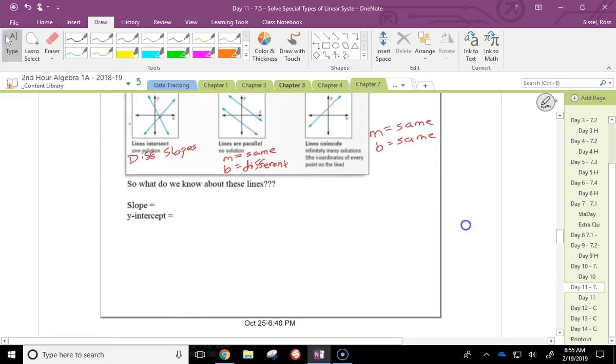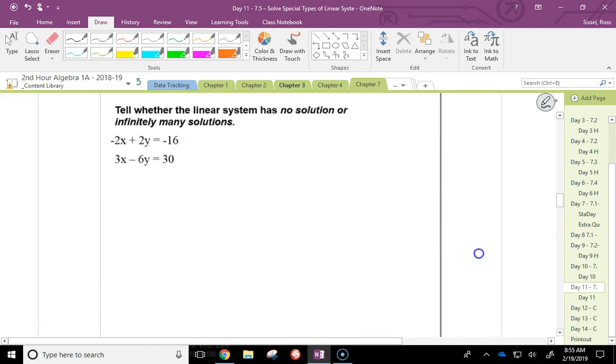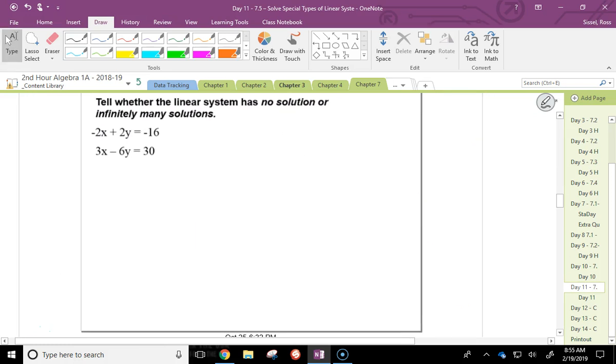So, let's see if you guys can do this homework or an example before I give us our assignment. Tell whether the system has no solution or infinite. When I look at this one, do you want to graph it, substitute, or eliminate? Okay, let's try eliminating. They're both set up with x's and y's equals constants. Do they have the same coefficient for x or y? No. So let's change one. Which one should we change?